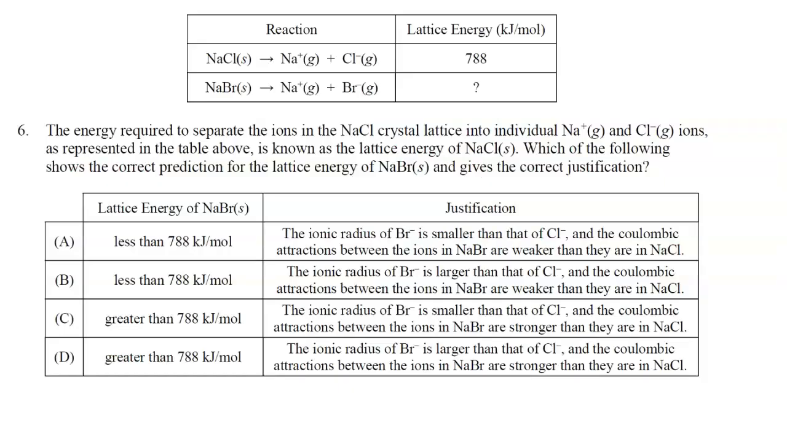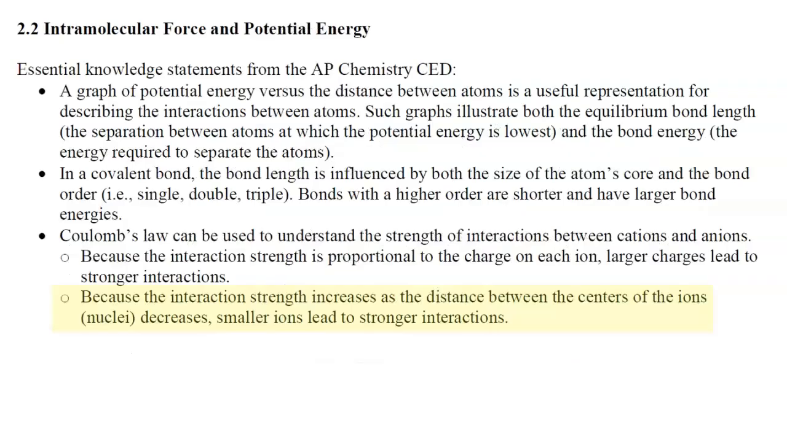Question 6 says the energy required to separate the ions in the sodium chloride crystal lattice into individual gaseous sodium and chloride ions, as represented in the table above, is known as the lattice energy of solid sodium chloride. Which of the following shows the correct prediction for the lattice energy of solid sodium bromide and gives the correct justification? The strategy for answering this question is similar to what I had presented for question 3. We're going to focus on Coulomb's law, and we are looking at the difference between the chloride ion and the bromide ion to answer this question.